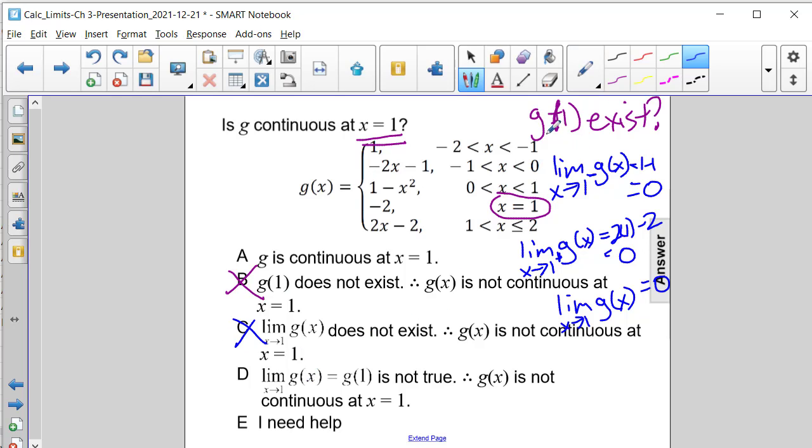Now let's see how the limit is in regards to the function value. Are they equal? Well, the limit of g of x as x approaches 1 is equal to 0. g of 1 is negative 2. So therefore, this equation is not true. These two have completely different values. So therefore, g of x is not continuous at x equals 1, or answer choice D.